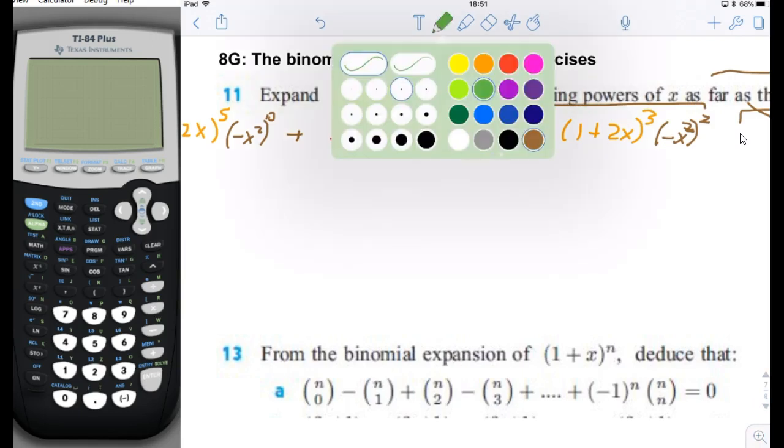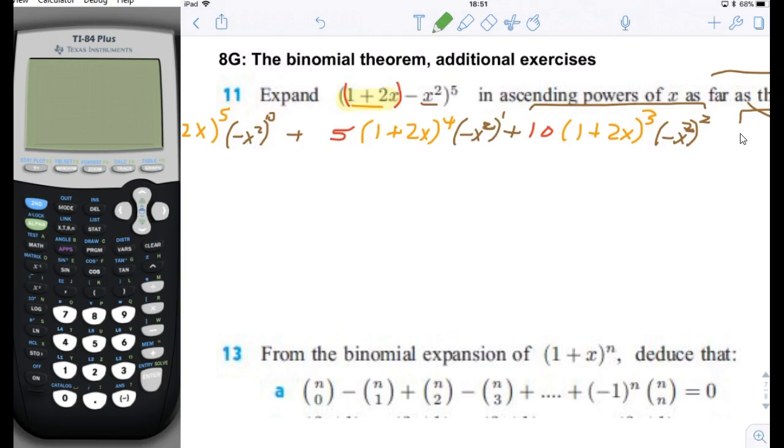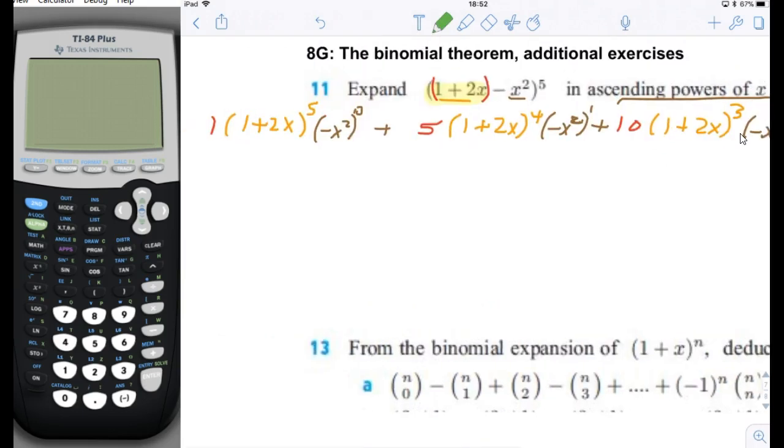Now I'm just going to use green to do the next layer here. So here I could look at this and try to expand this. This part here, negative x squared to the 0 is just 1, right? So basically I have an expansion of 1 plus 2x to the 5th, and this is a binomial expansion, right? Now, although this is a binomial expansion, we do not need every single term from here, because eventually you're going to get to an x to the 5th term, and you don't need that one, right? What is this going to look like? It's going to look like 1, 5, 10, 10, 5, 1, right?